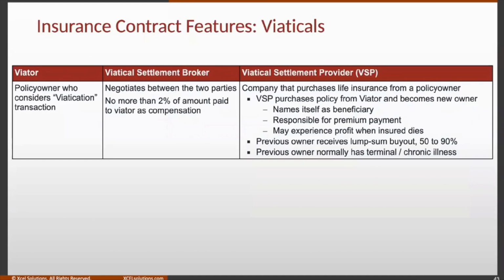The previous owner normally has a terminal or chronic illness for any viatical settlement company to even think about buying their policy. Viatical settlement companies operate like vultures in that they're only willing to buy policies from people who are terminally ill. They know death is imminent and is going to happen pretty quickly, sometime in the next 24 months, 2 years.